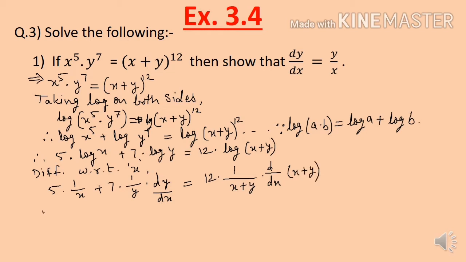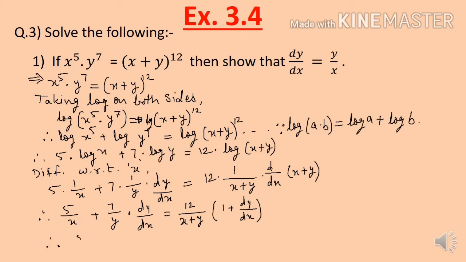So we get 5 upon x plus 7 upon y into dy by dx is equal to 12 upon x plus y into d dx of x plus y. Now derivative of x will be 1 and derivative of y with respect to x will be dy by dx. So now let us solve this.